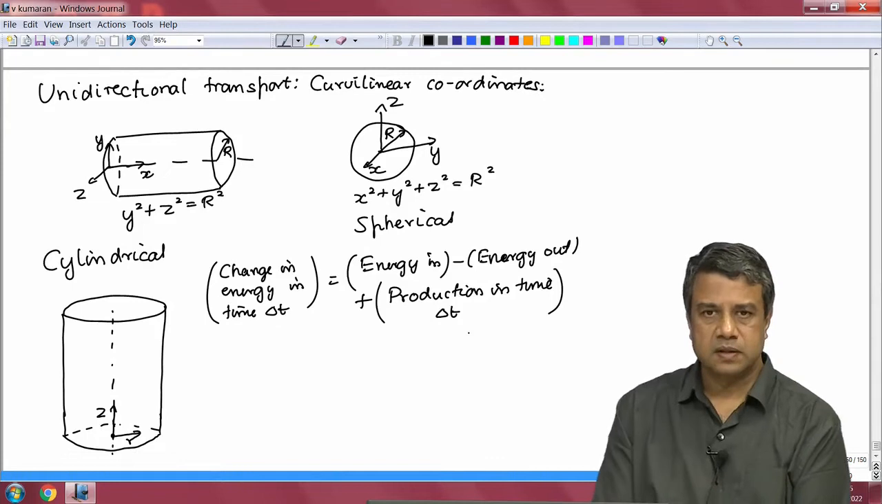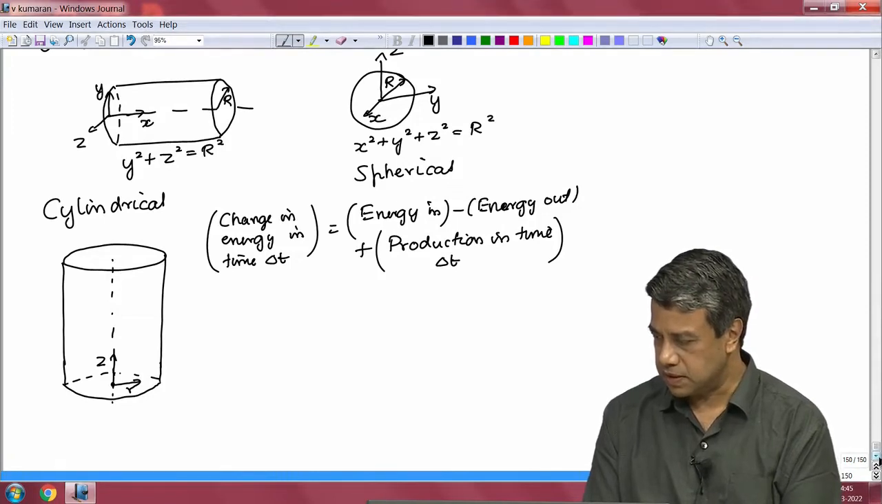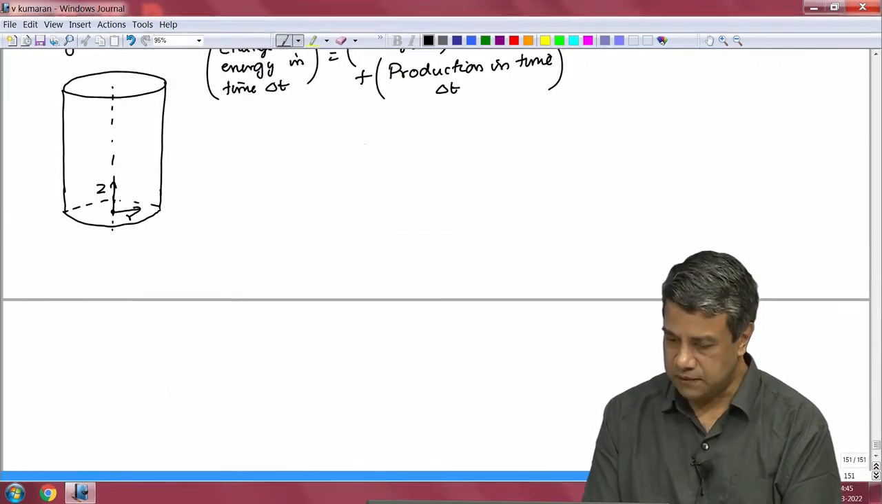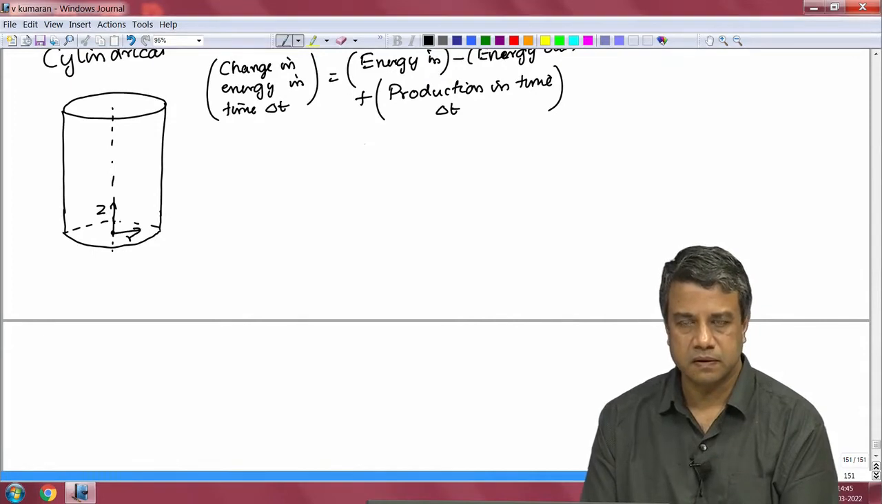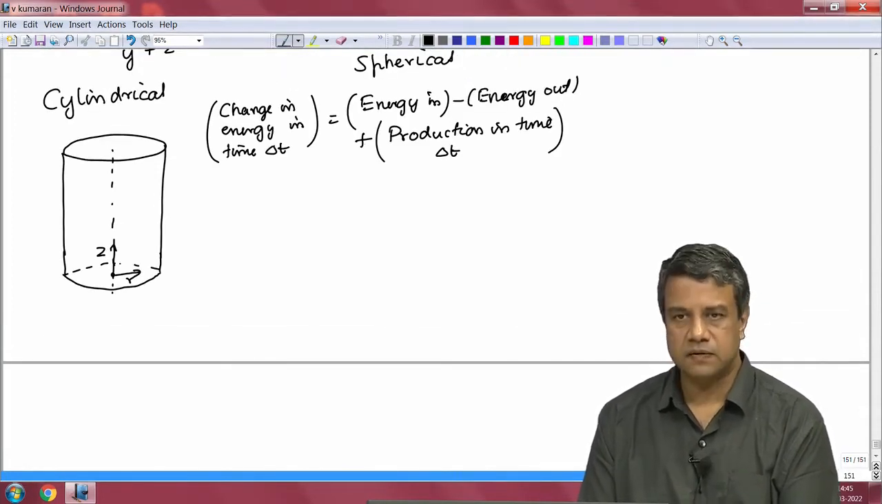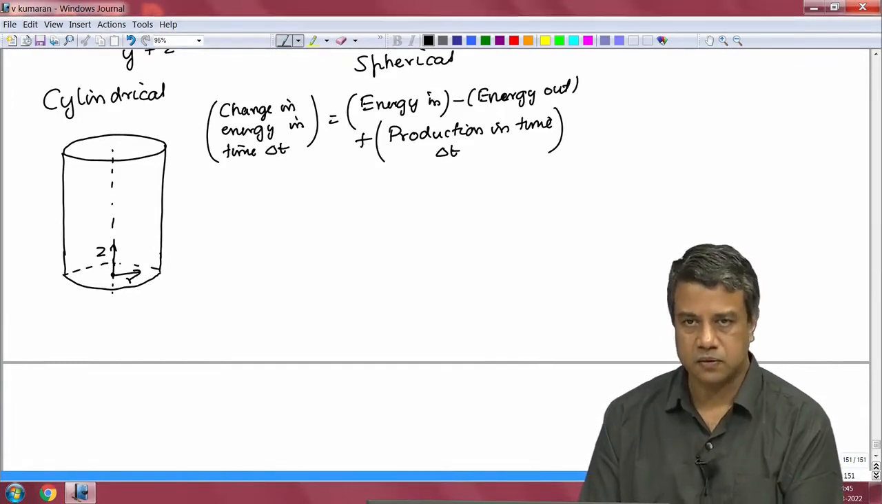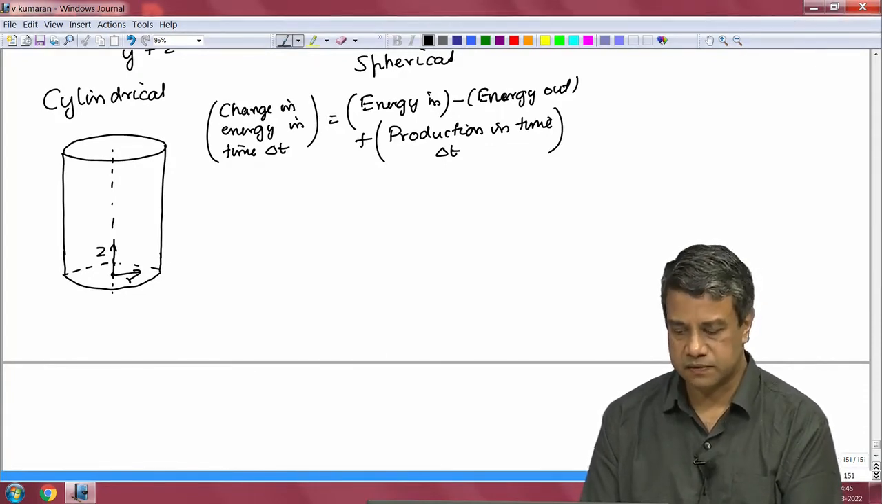So, that is the usual energy balance condition that we have used earlier. Now, in order to use this energy balance condition, I have to define a differential volume for which I can apply it. That differential volume should be bounded by surfaces of constant coordinate.